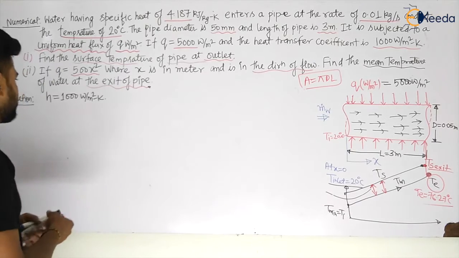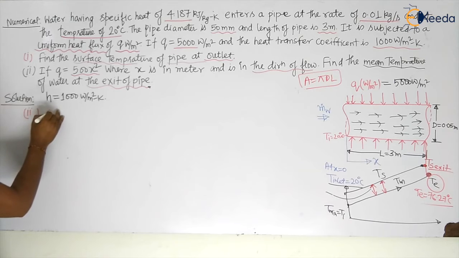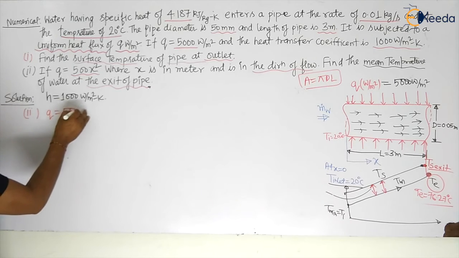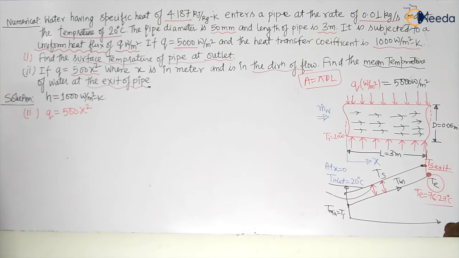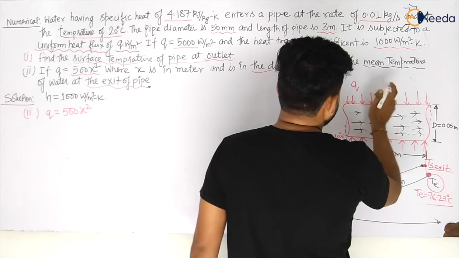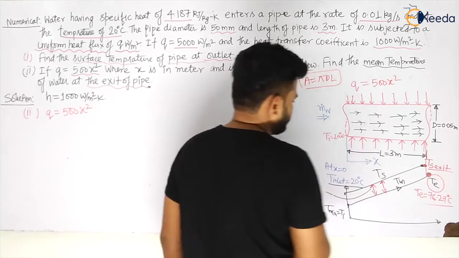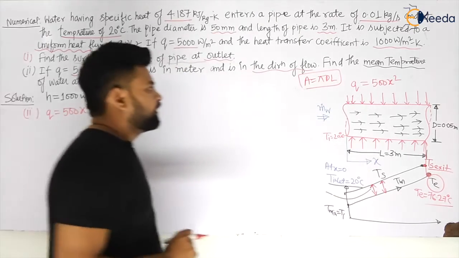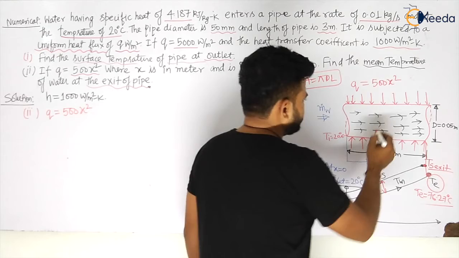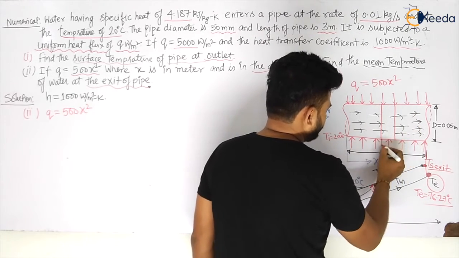So what he has given, let us see. So if you see the second case, my dear students, he has given that Q is equal to nothing but 500x square. Okay. So now the value of Q has been changed. This is equal to 500x square now, my dear students. So as if I take a uniform area dx here, can I calculate for dx? Let us see.